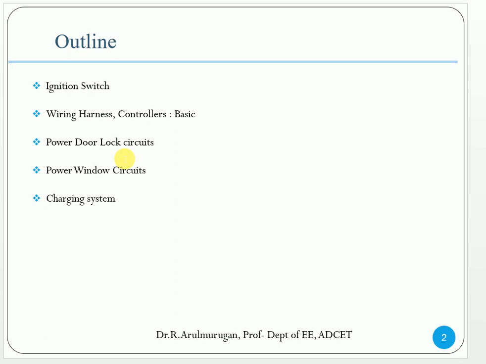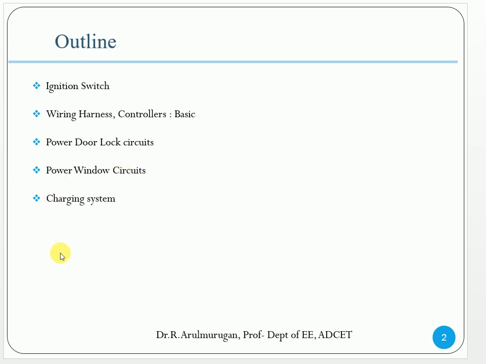Before the power door lock system, what was the method? A conventional mechanical, spring type of locking system. The best example is the Ambassador car. In the Ambassador car you give a long press, then the door opens. In recent days the same mechanism is implemented in public transport, in buses. We give a long press, and the mechanical lock opens. That is how the system works.